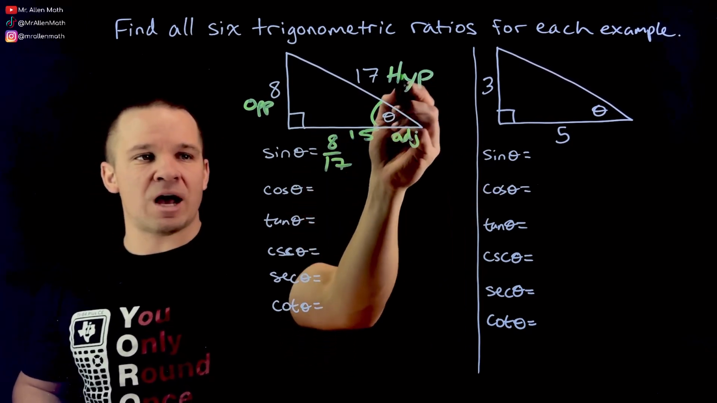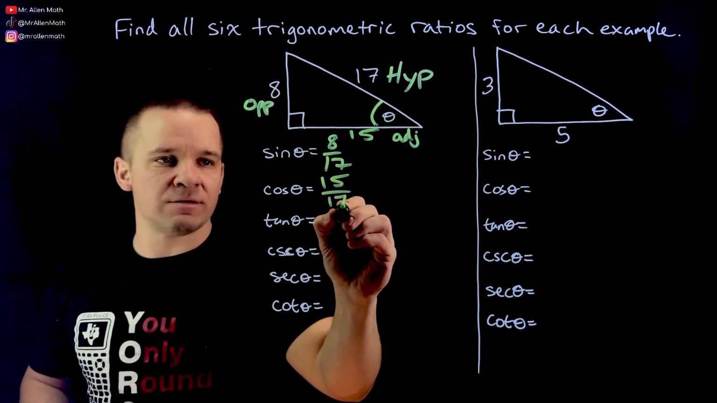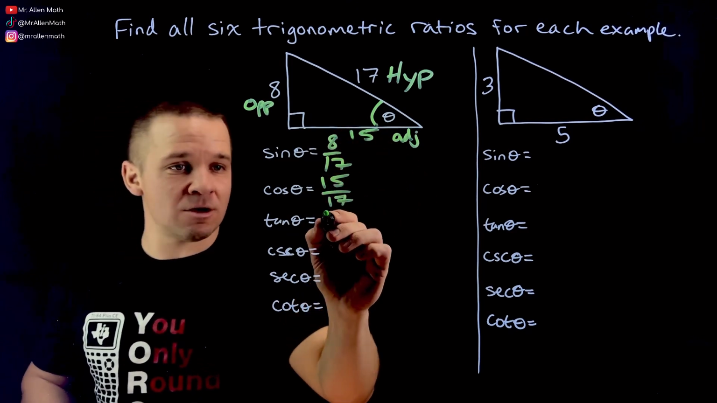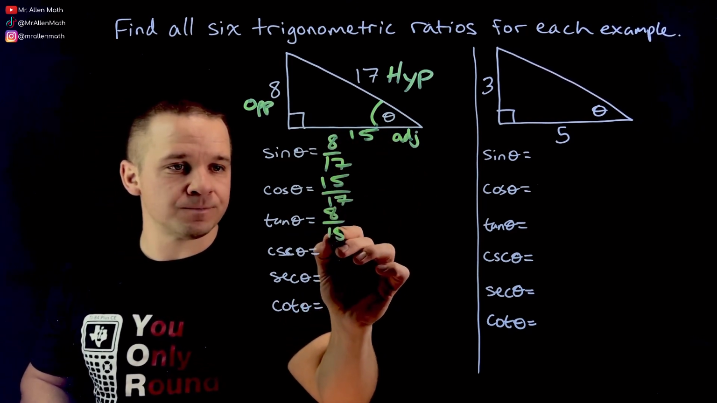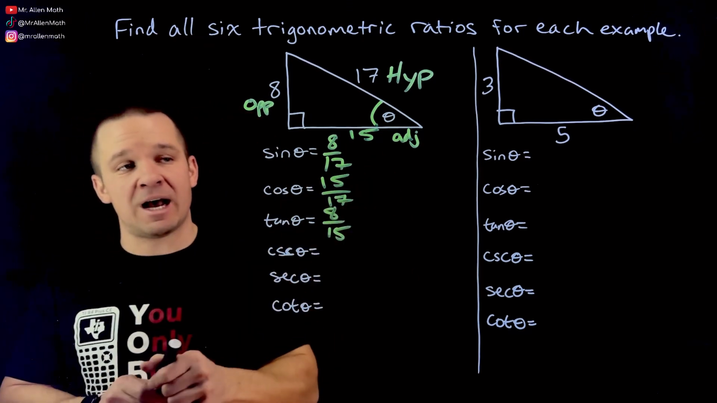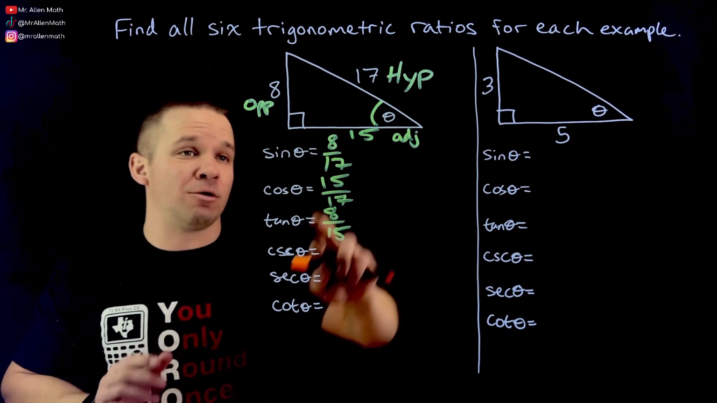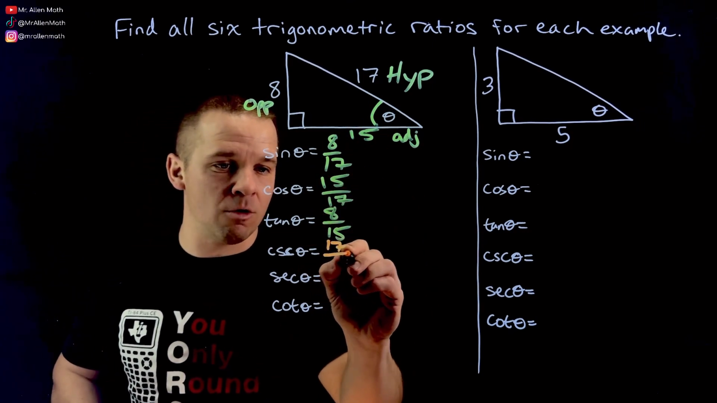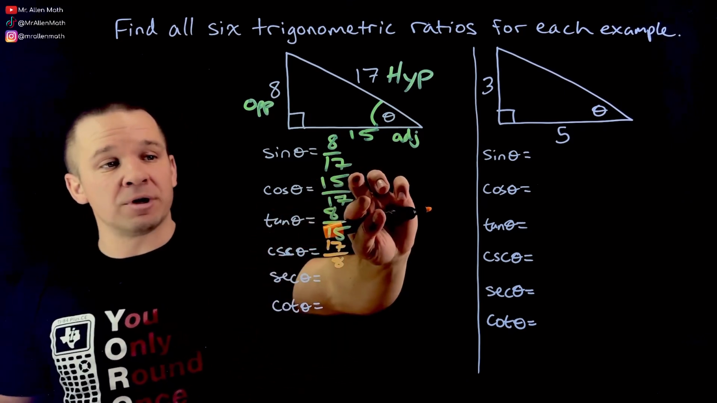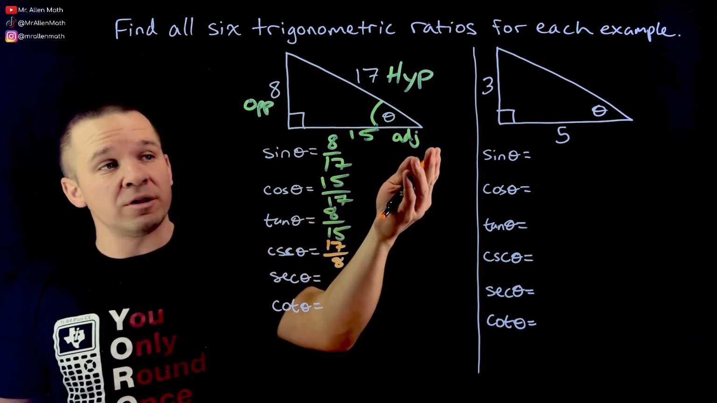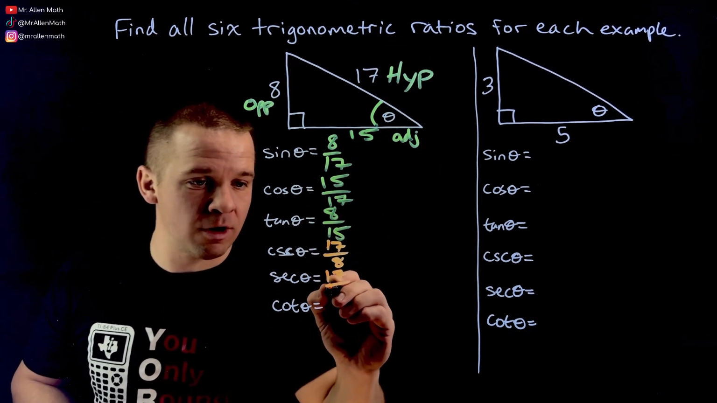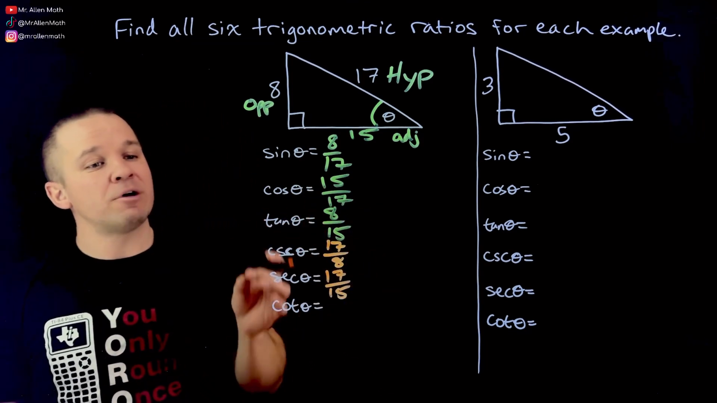Cosine is adjacent over the hypotenuse, so 15 over 17. Excellent. Tangent is opposite over adjacent, so 8 over 15. Now for my reciprocals. Cosecant is the reciprocal of sine, so it's hypotenuse over opposite, or just flip this guy, which is 17 over 8. Secant will be the reciprocal of cosine, so we're going to flip that and get 17 over 15, or you can think of it as hypotenuse over adjacent.